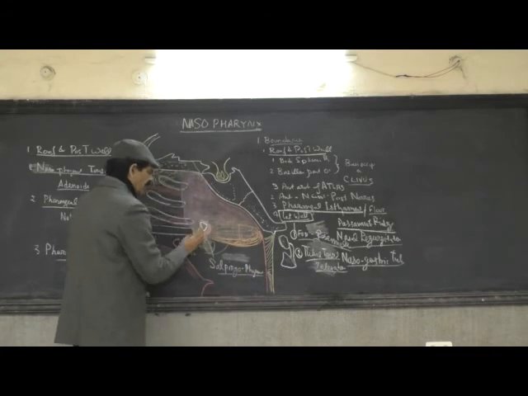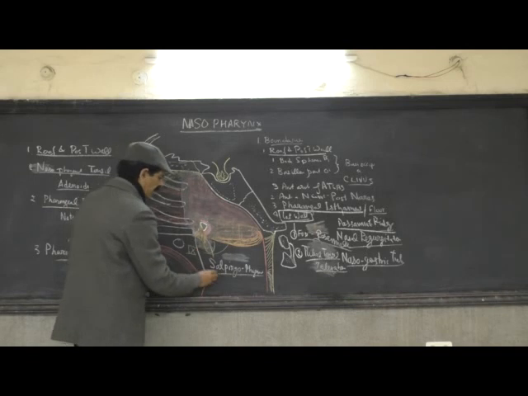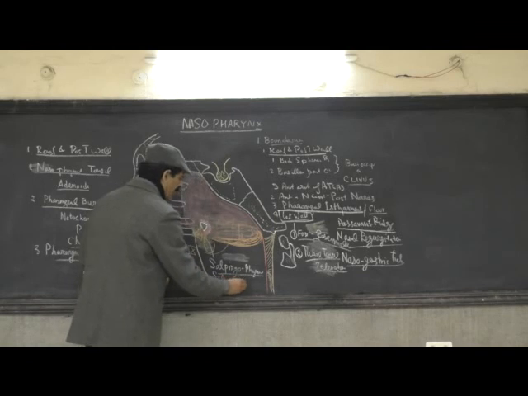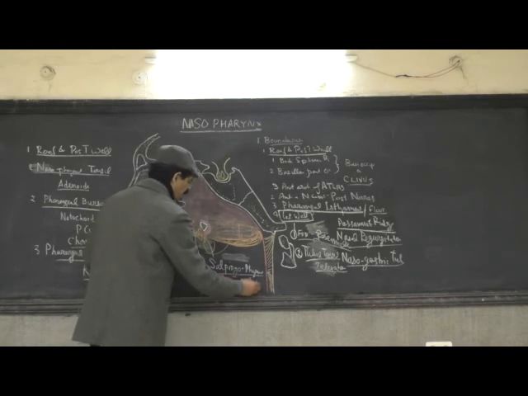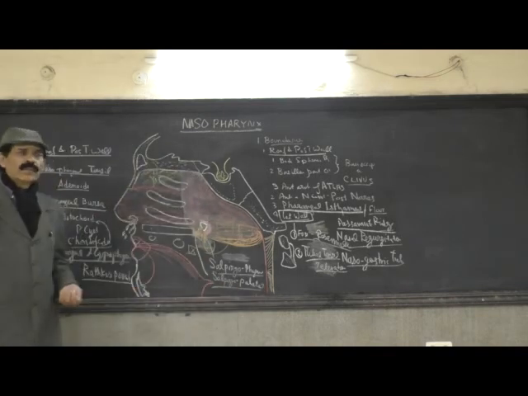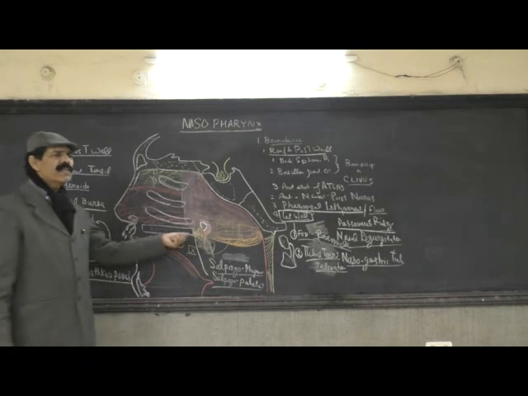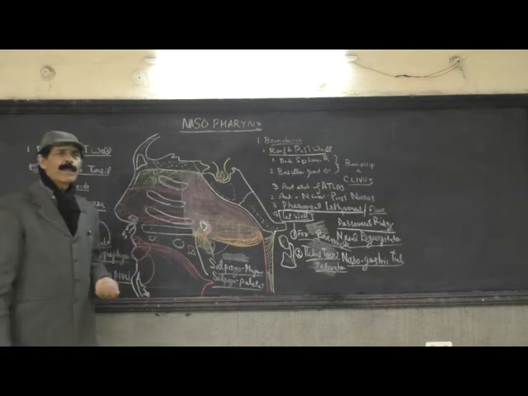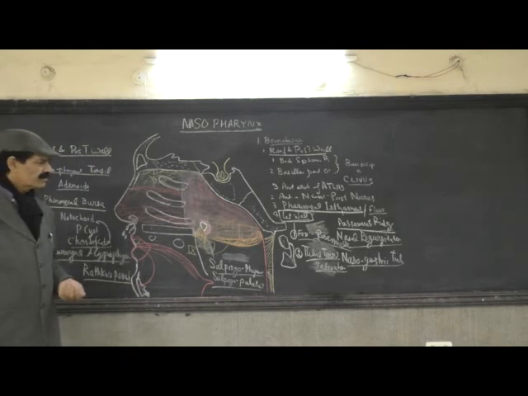and the anterior muscle below the mucosa, anterior to the eustachian tube, is called salpingopalatal muscle, because it goes to the palate, the soft palate. So these two muscles also contribute in the formation of the tubal elevation or the fossa of Rosenmuller.